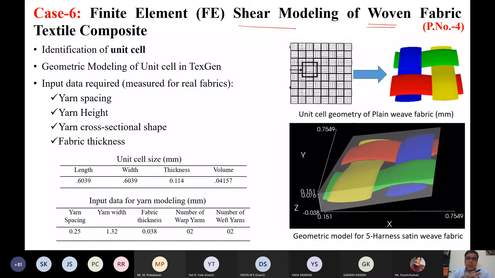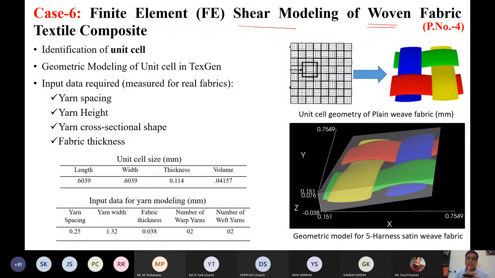What is that? If a UG student has to learn about shear modeling, he or she has to first understand the kind of loading which is happening in shear. So, for example, what is the application? Say I have this laminate of mine, and I'm trying to pull it.